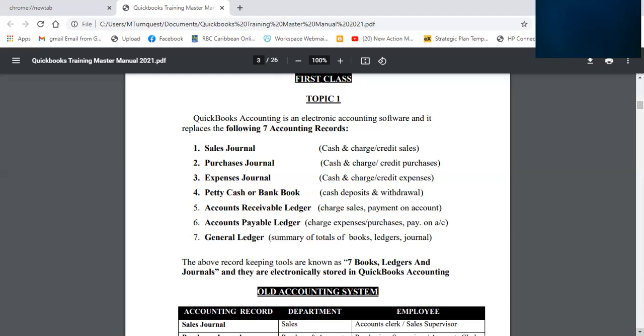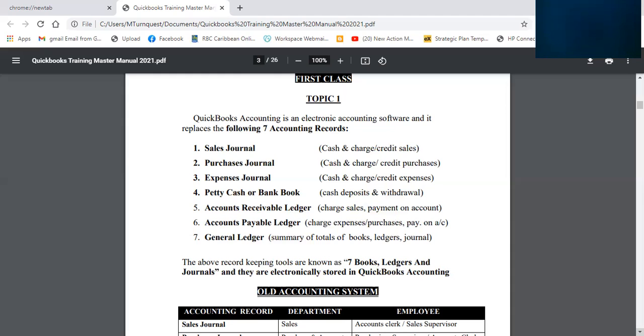So purchases are monies you spend to buy inventory and raw material to turn over, right, to make a sale and actually make a profit at the end of the day.